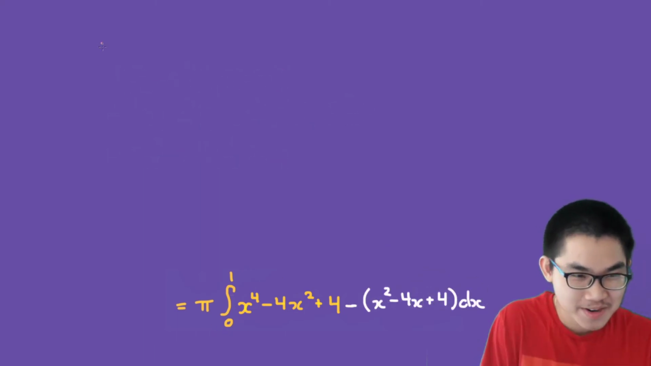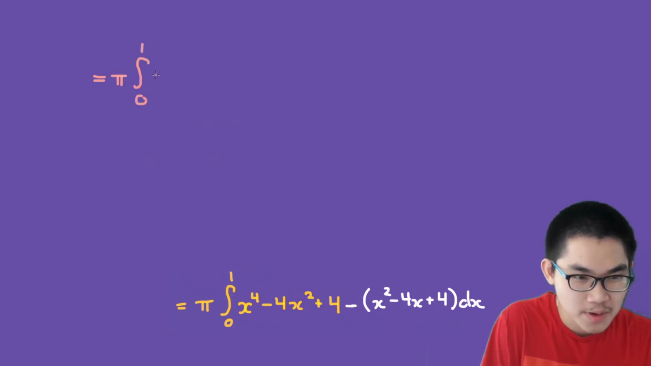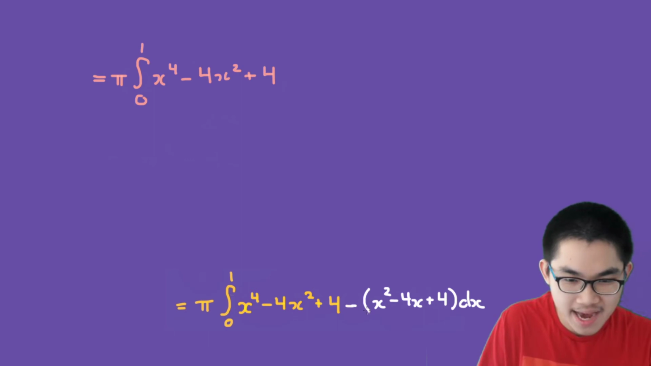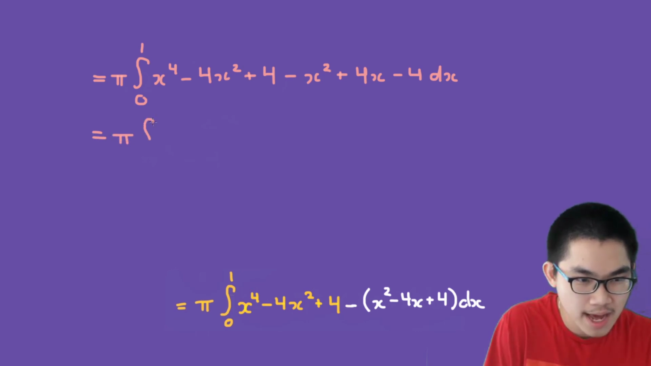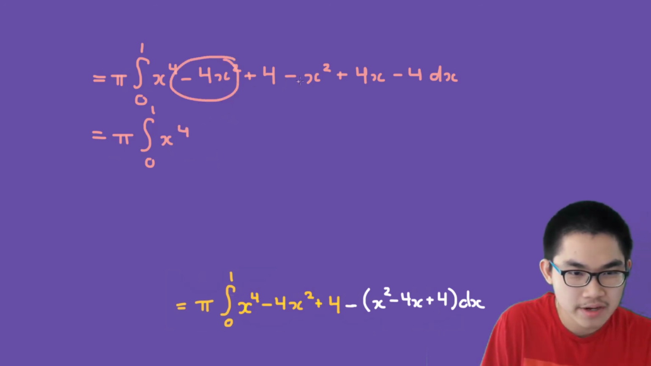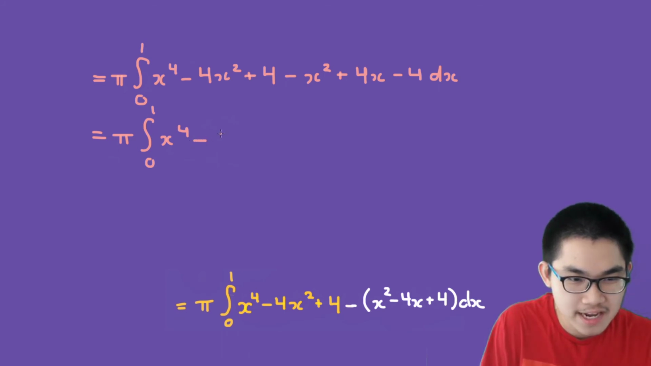And we are almost done. I'm going to rewrite this. This is going to be pi times the integral from 0 to 1 of (x⁴ - 4x² + 4) minus (x² - 4x + 4) dx. So this is again equal to pi times the integral from 0 to 1 of x⁴, and negative 4x² minus x² is going to give you negative 5x², and 4 minus 4 is just 0, so the last thing we have is just this one, so plus 4x dx.